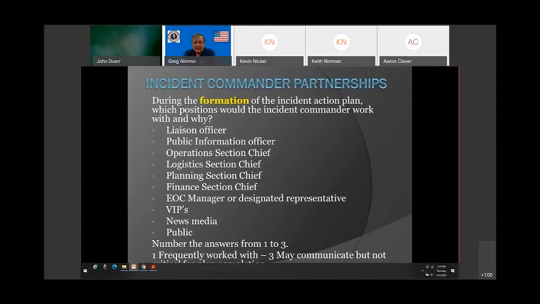What I want you to do before Kevin comes here is take a look at this slide. We want you to take a look at what the incident commander does and how that person fits in here. So let's say, for example, you're an incident commander and you think that the operations section chief and the incident commander would talk a lot. Give them a 1. We'll let you take a few minutes to do that. And then Kevin will sit down and talk about his experiences with an incident management team.